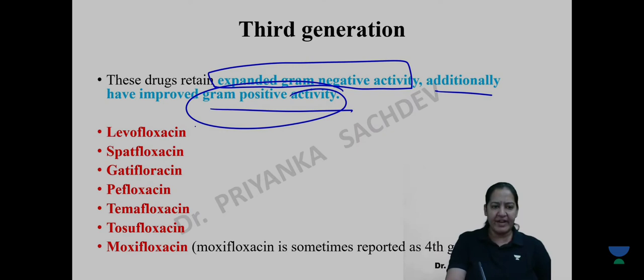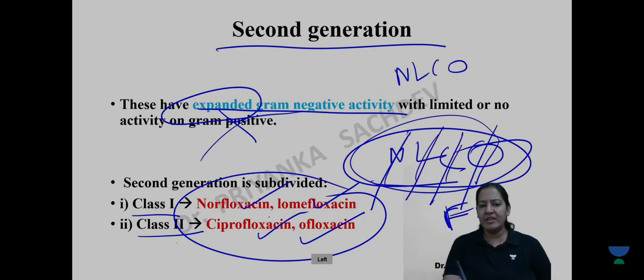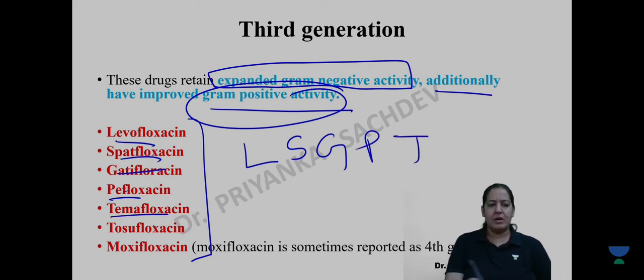So here we are having seven drugs. We are having seven drugs now in this category. So levoflox, there L was lome, here L is levo. Levoflox, sparflox, right? Gatiflox, P-flox, Temaflox, Tosuflox, and Moxiflox.